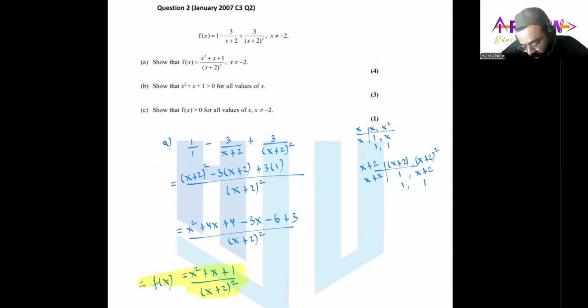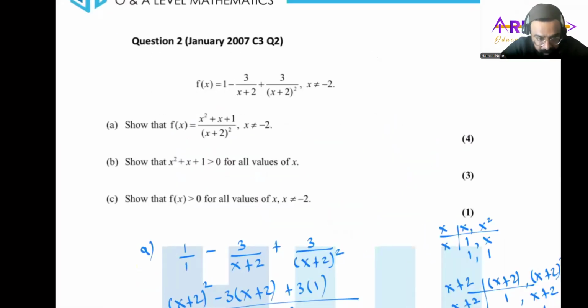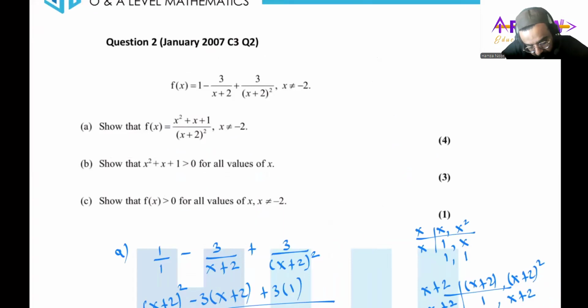All right, so after this, we have part B. We need to show that x squared plus x plus 1 is greater than 0 for all values of x. As you are already aware, such types of questions also used to come in P1. And such types of steps of proof we also used to show in P2 as well.